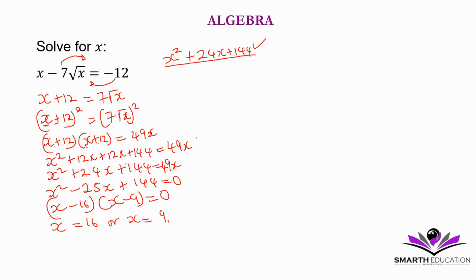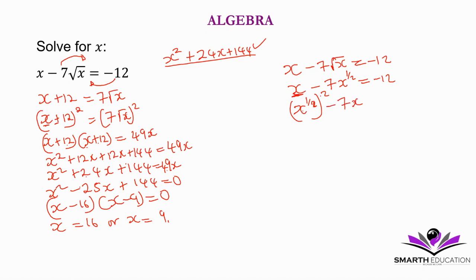Okay, there's another method we can use. Let me show you. So we say x minus 7 root x is equal to negative 12. So this is like x minus 7x to the power 1 over 2 is equal to negative 12. Right. Remember, x to the power 1 is just the same as x to the power half, and then squared. If you raise this power to this power, x to the power half squared, you get x minus 7x to the power half is equal to negative 12.